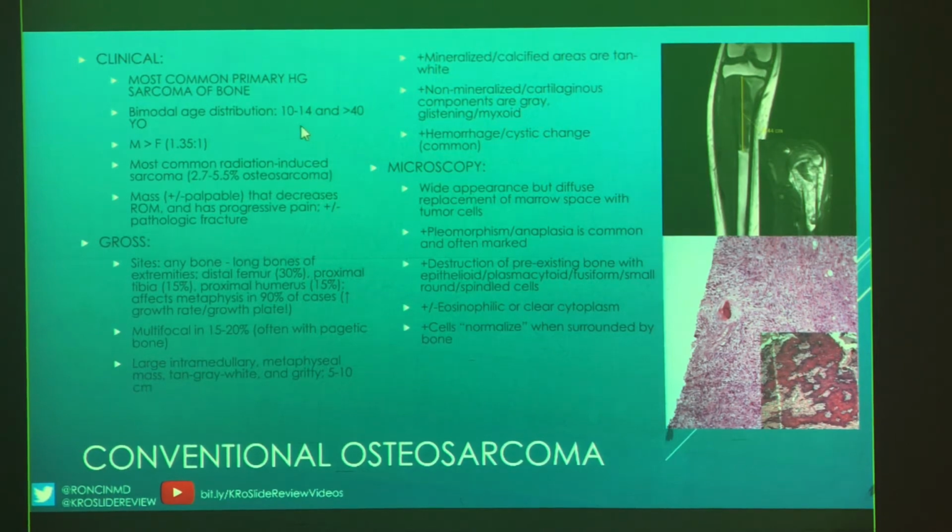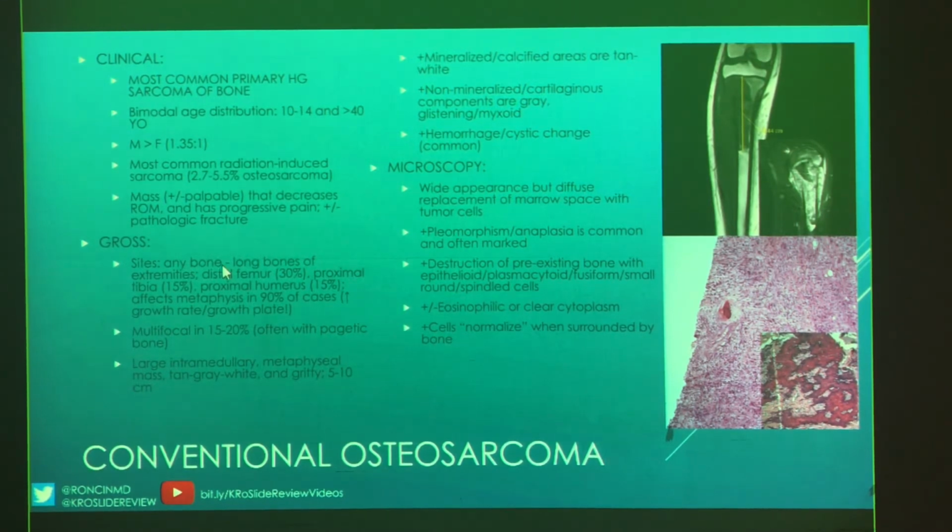It predominantly affects adolescents and middle-aged adults. There's a slight male predominance, and this is also the most common radiation-induced sarcoma. Okay, so it accounts for 2.7 to 5.5% of osteosarcoma. And that's important since when we were discussing our soft tissue sarcomas, we looked at angiosarcoma and its association with previous radiation treatment.